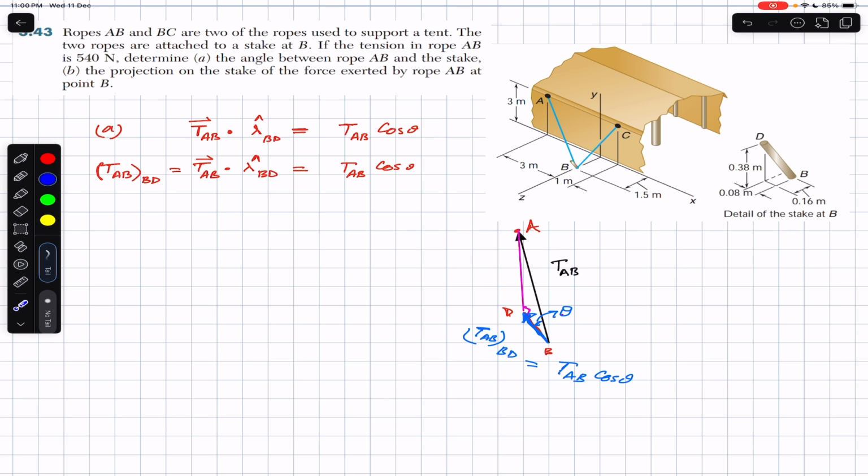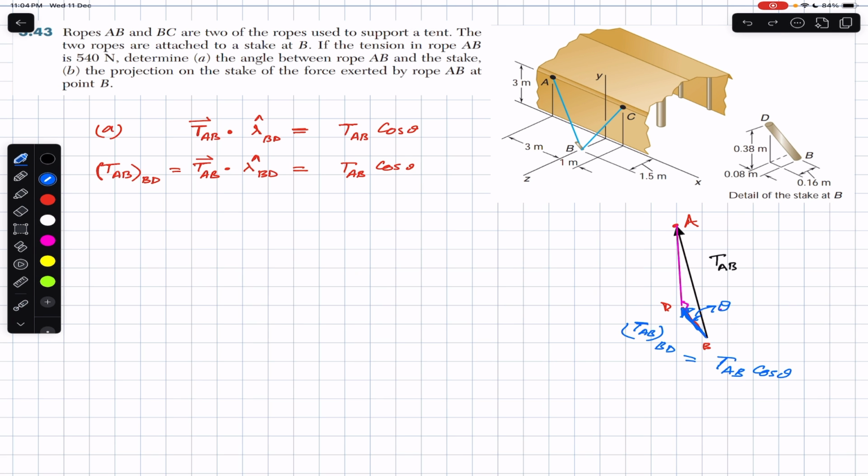But for the first part, we can use this equation and we can find the TAB Cartesian vector. We must find the unit vector along the stake, and then dividing this dot product by the magnitude of TAB and taking the cos inverse will give us the angle theta. Now, as we have discussed in the previous videos, we can always find the angle between any two vectors by using the dot product of the position vectors. If we take the position vector from B to A, and the position vector along the stake, and take the dot product, that will give us the angle at B as well.